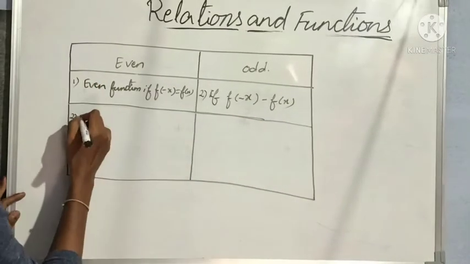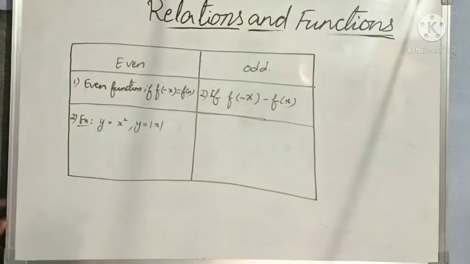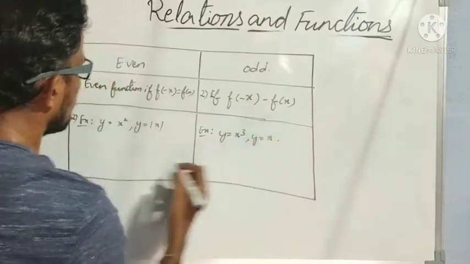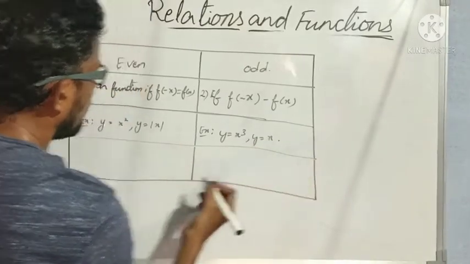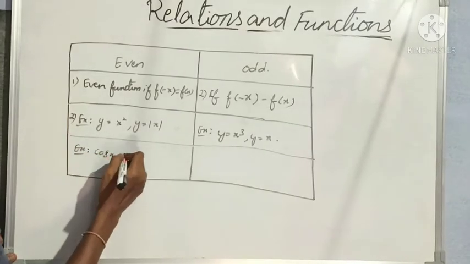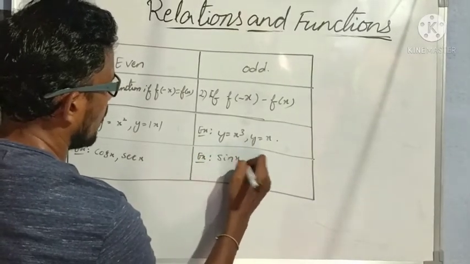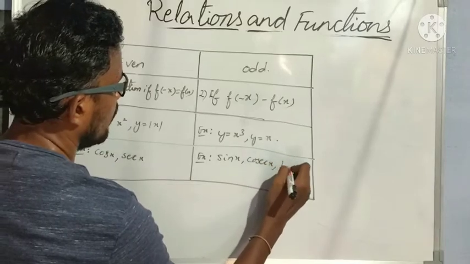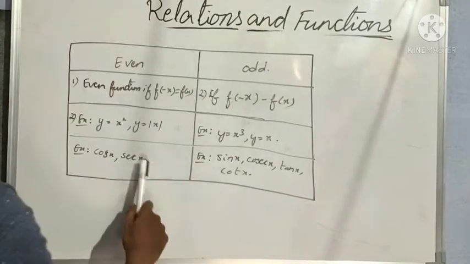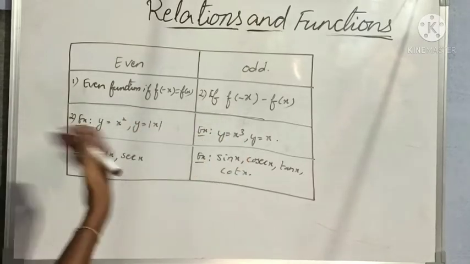So second point, example. Already we know that y is equal to x square and y is equal to mod x. Here examples are y is equal to x cube, y is equal to x. And trigonometric functions, examples, cos x, secant x, and remaining all are odd functions, that is sin x, cosecant x, tan x and cot x. These are all odd functions and these are all even functions. Okay, I will just explain x square and x cube, remaining will continue in the next class.